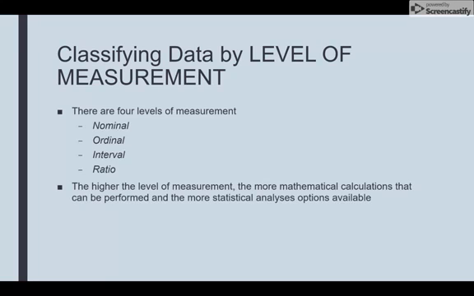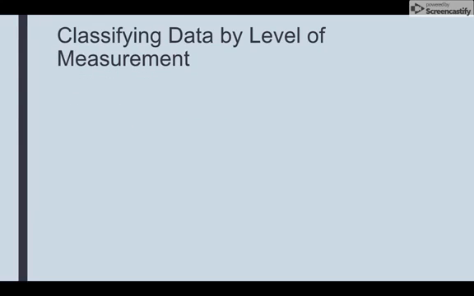Now let's look at how to classify data by level of measurement. There are 4 levels of measurement: nominal, ordinal, interval, and ratio. The higher the level of measurement, the more mathematical calculations that you can do and the more statistical analyses options that are available to you. So we love to have data at the highest level, which is ratio. That's not always possible, but the higher the level of measurement, the more you can do with the data. So let's consider the 4 levels.